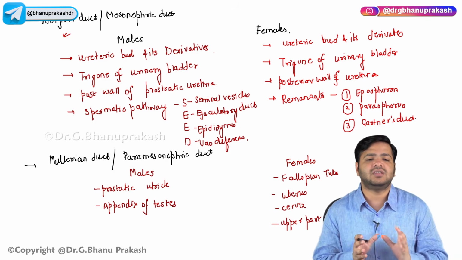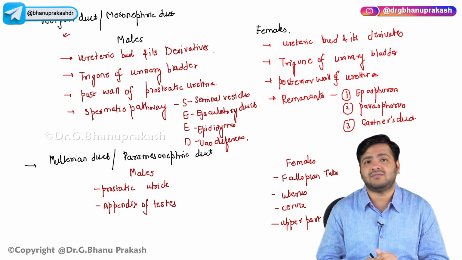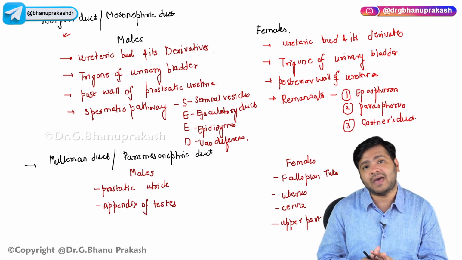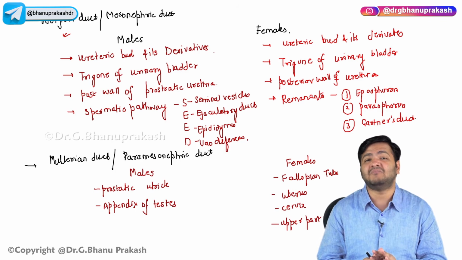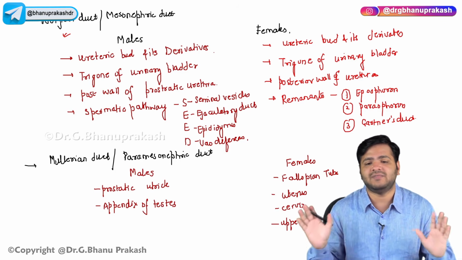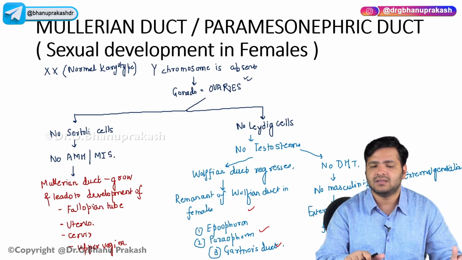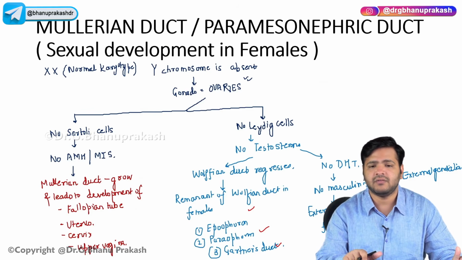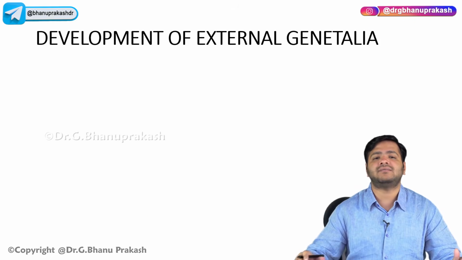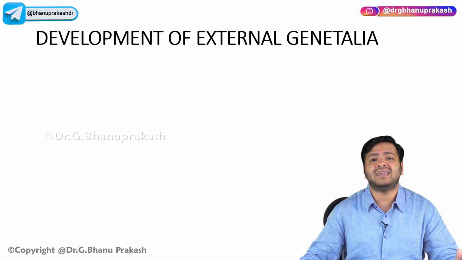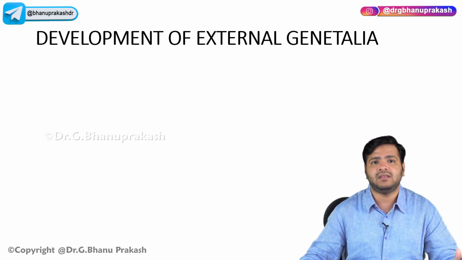So this is in a nutshell the derivatives, or the fate, of the mesonephric duct, also known as the Wolffian duct, and the paramesonephric duct, also known as the Müllerian duct, in males and females respectively. And how they are forming these structures I have already discussed, right? Now coming on to the next topic, the development of the external genitalia.